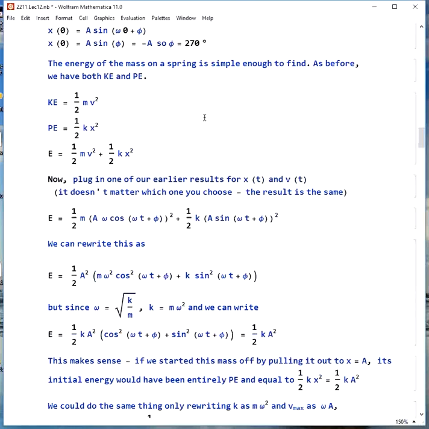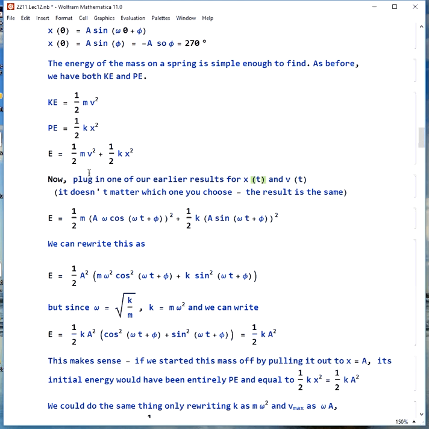If we're interested in the energy of the mass on a spring, that's easy enough to find. We know kinetic energy is 1/2 mv squared, and for a spring, potential is 1/2 kx squared, so the total is 1/2 mv squared plus 1/2 kx squared. We can pick one of our earlier results for x as a function of t, and then we get the velocity as a function of time from that.